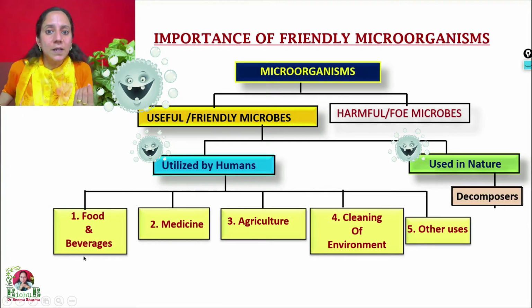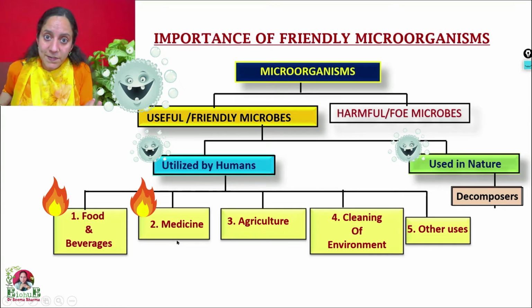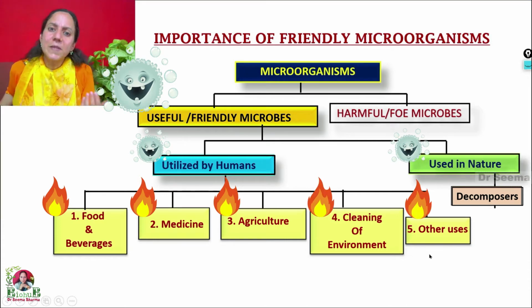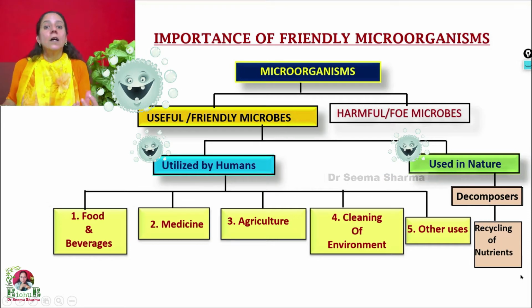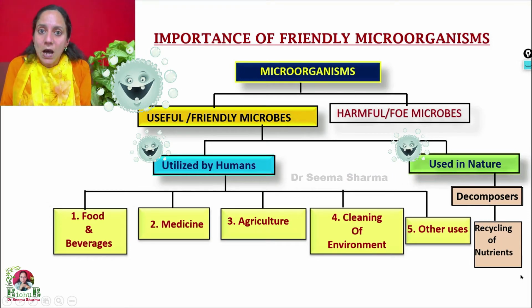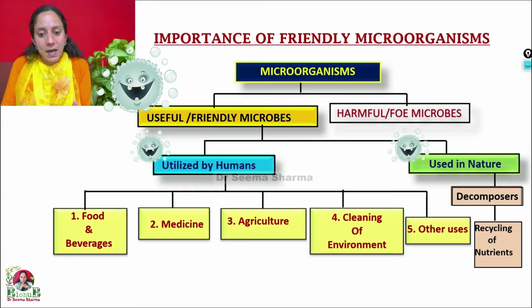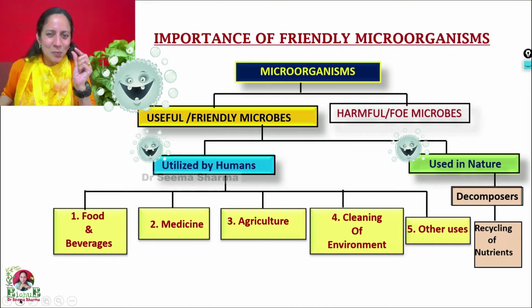They are utilized in food and beverages. They are utilized in making of medicines. They are playing a very important role in agriculture, cleaning of environment, and they have other miscellaneous uses also. In nature, they are acting as decomposers and they are helping in recycling of nutrients. So this is the journal outline of the importance of friendly microorganisms, and we are going to learn about these friendly microbes in a little more detail.